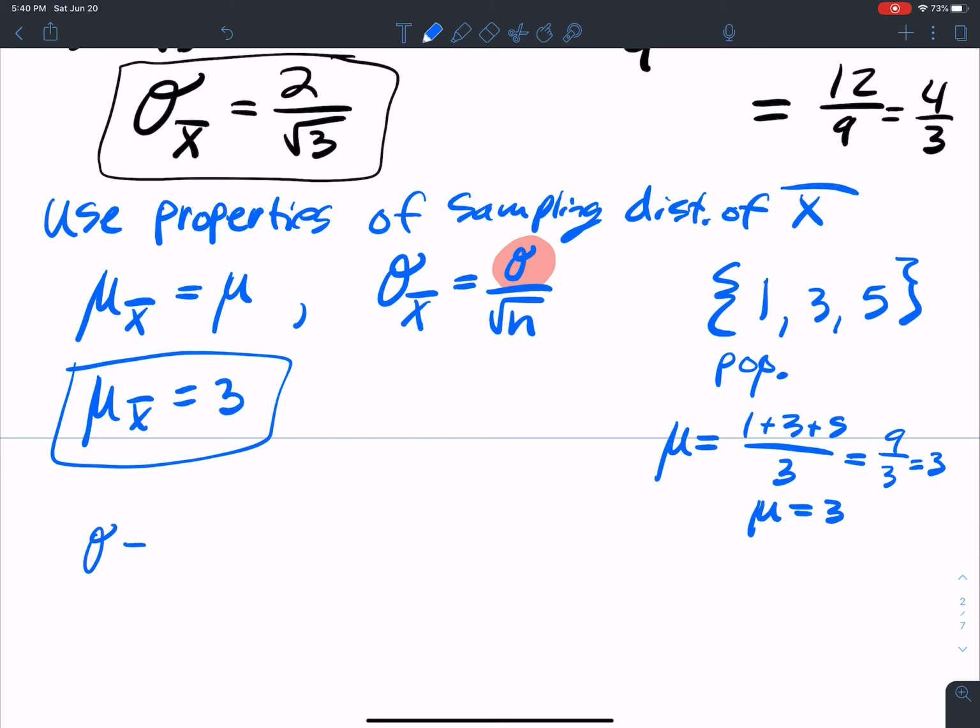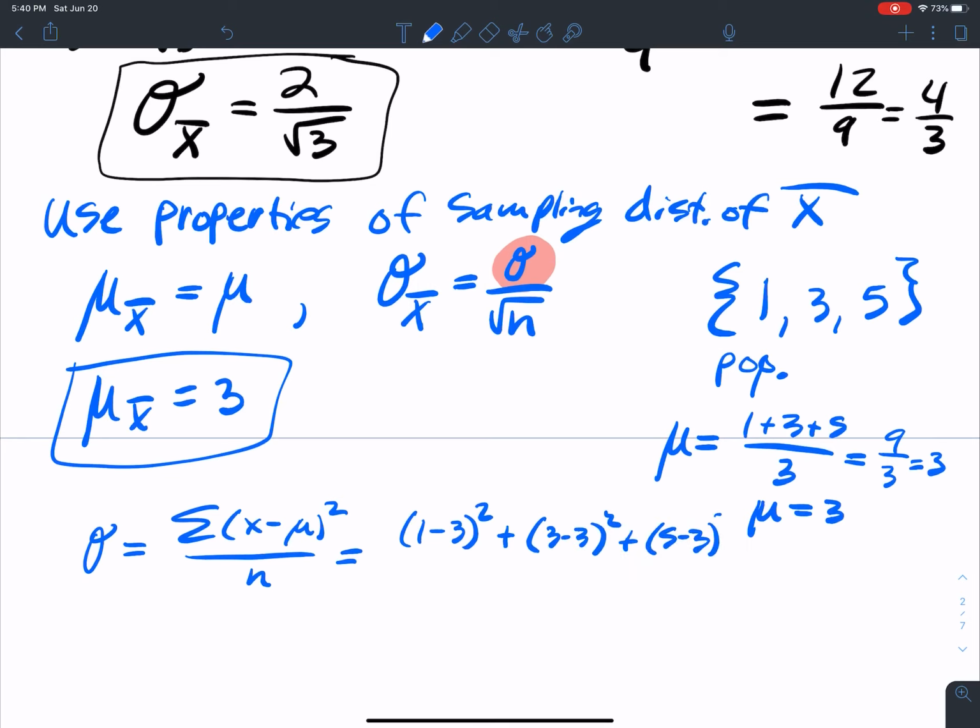Well, the standard deviation is equal to the square root of the sum of the x value minus the mean, squared, over n, right? So how do I do this? Well, it's 1 minus the mean 3 squared plus 3 minus 3 squared plus 5 minus 3 squared over, well, what was the mean? I'm sorry, how many was it? There's 1, 2, 3 total, so n is equal to 3.